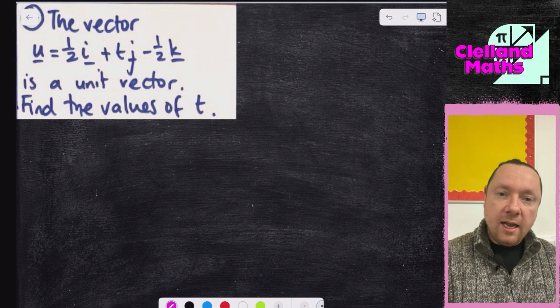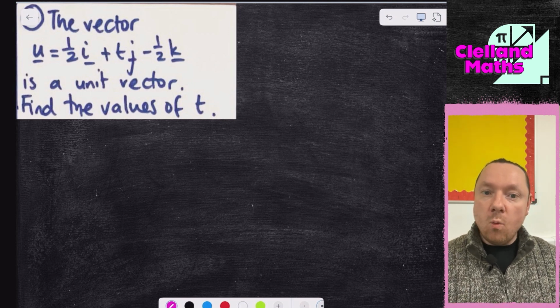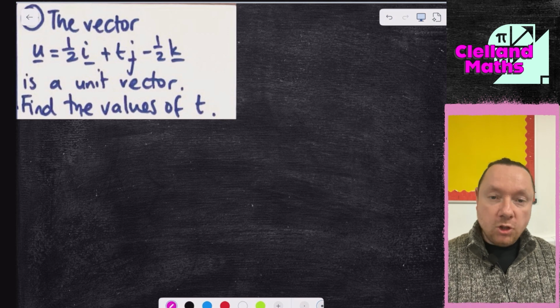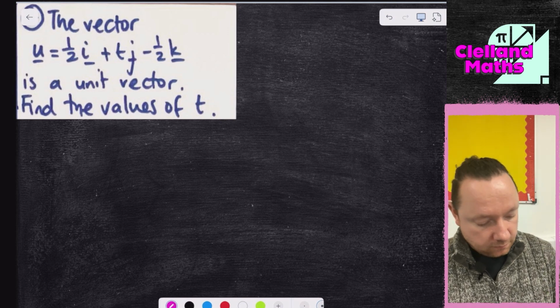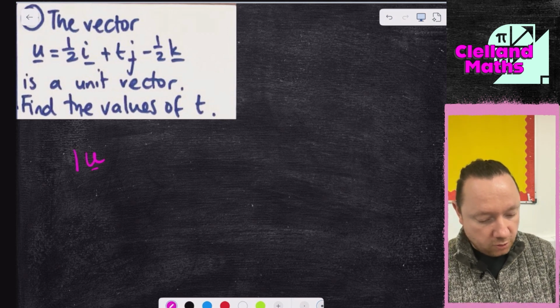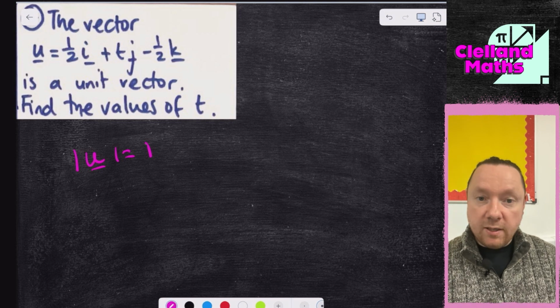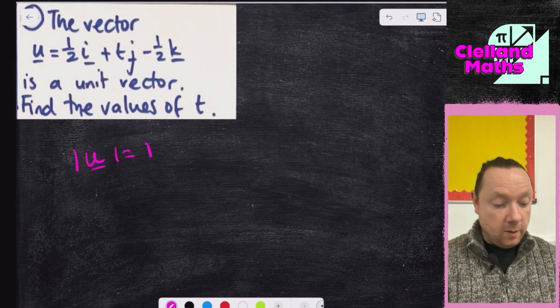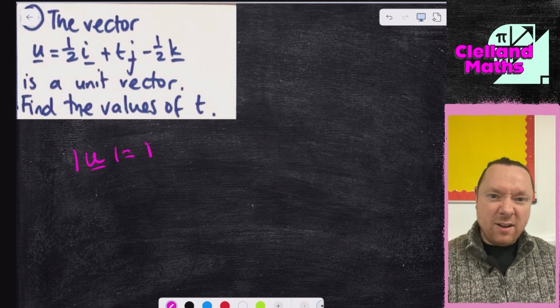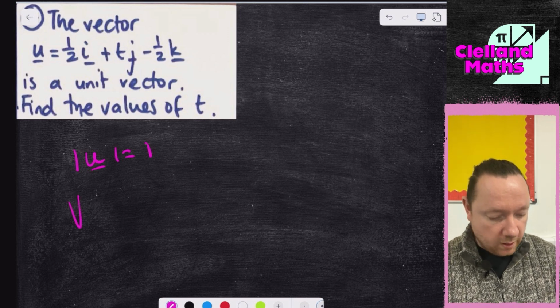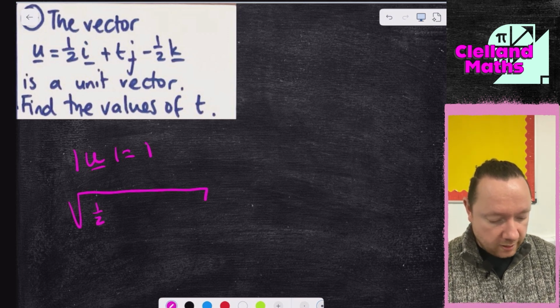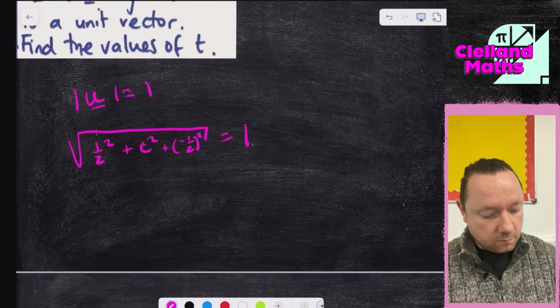A unit vector is a vector of size 1. So in other words, the modulus of that vector is 1. So modulus of u equals 1. How do we find the modulus of a vector? You square each of the coefficients, add them up and square root it, like Pythagoras. So I've got the square root of a half squared plus t squared plus minus a half squared equals 1.